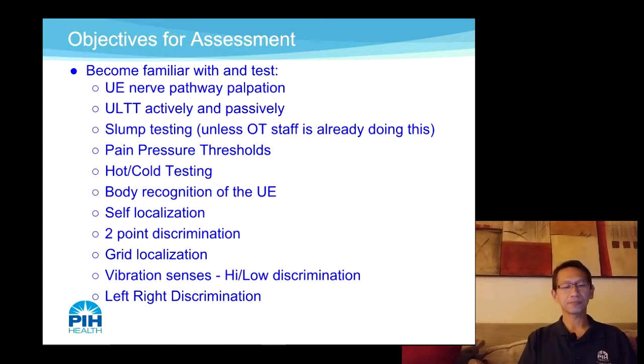Hot-cold testing, body recognition of the upper extremity, self-localization, two-point discrimination, grid localization, vibration senses, and finally left and right discrimination. Now, the way that this is all set up, it's not necessarily in order of most important. So there's a couple of them that I really want to focus on if you don't have time to test all these on your patient.